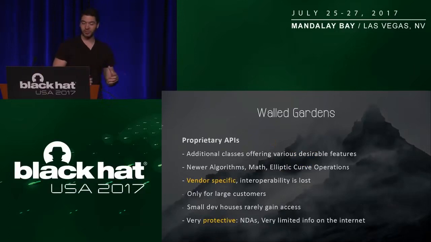And the last peculiarity of this ecosystem is that you have walled gardens. So there are all those restrictions on what you can do and all those API deficiencies or incompatibilities. But there are also proprietary APIs. Vendors release them and they provide additional classes not listed in the official API specification. There they provide newer algorithms and mathematical operations that are not available, elliptic curve operations sometimes. And all these are vendor specific. So if you try to move from one manufacturer to the other, this API will totally make your applet not run on the other manufacturer.